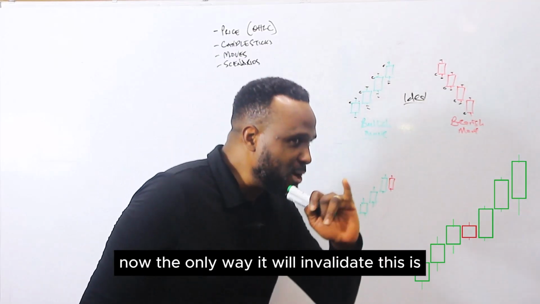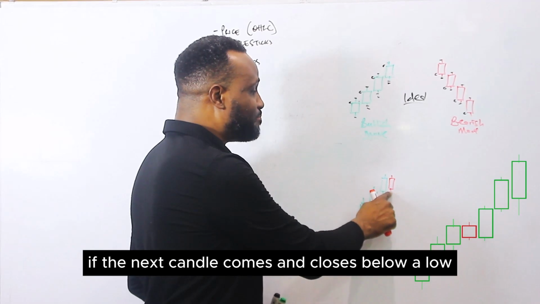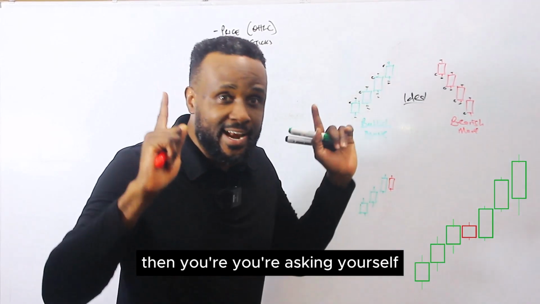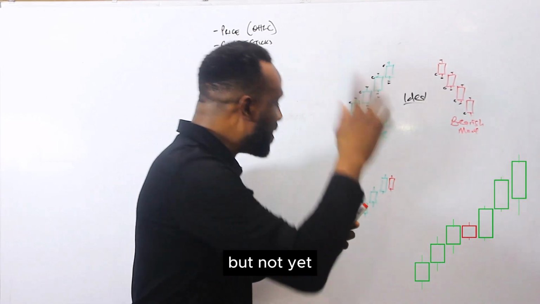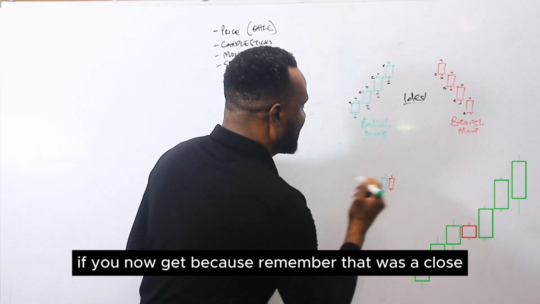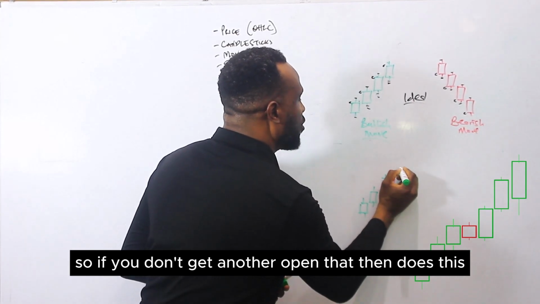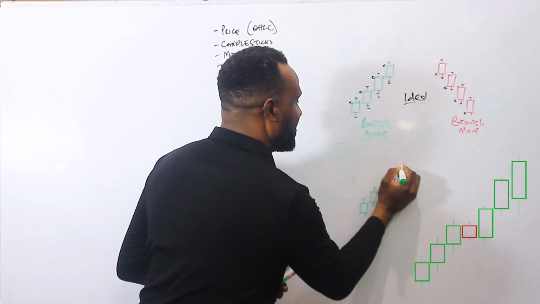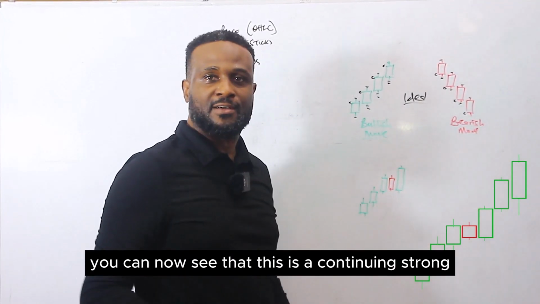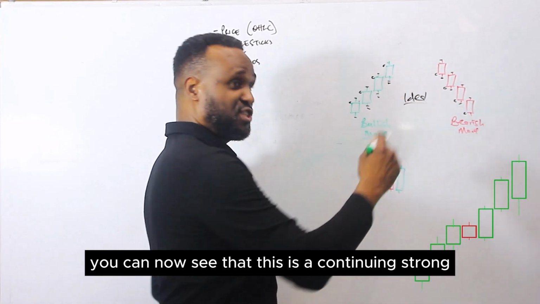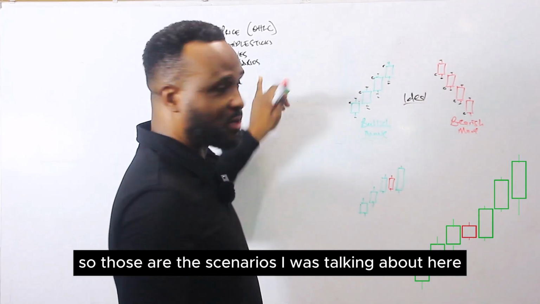Now, the only way it will invalidate this is if the next candle comes and closes below a low. Then you're asking yourself, maybe price is starting to go down, but not yet. Because remember that was a close, so if you now get another open that then does this and closes above, respects all the lows, you can now see that this is a continuing strong bullish move. So those are the scenarios I was talking about here.